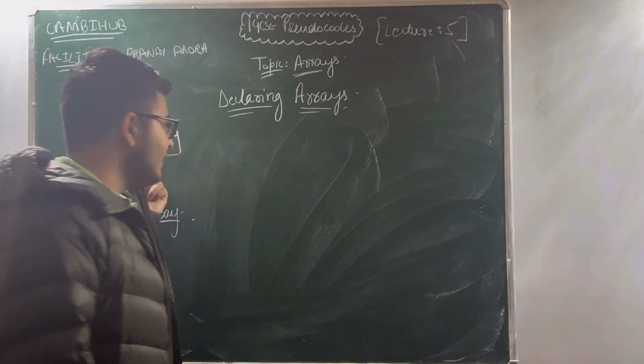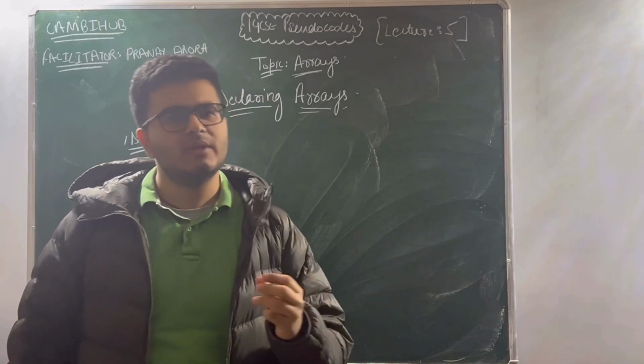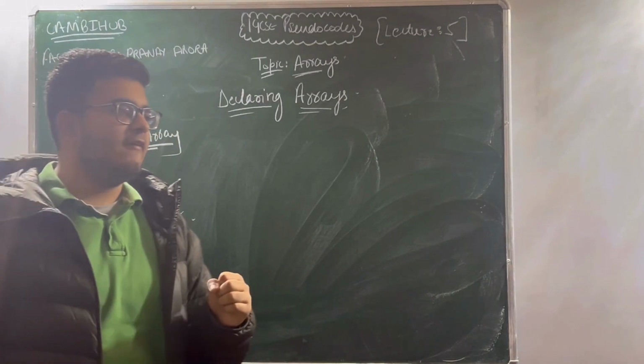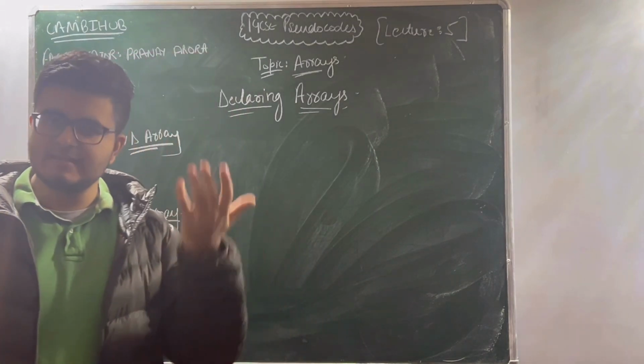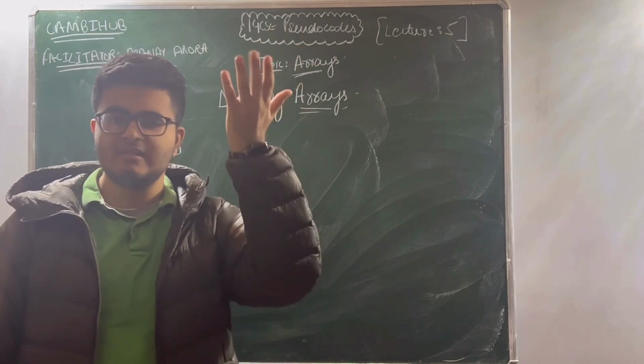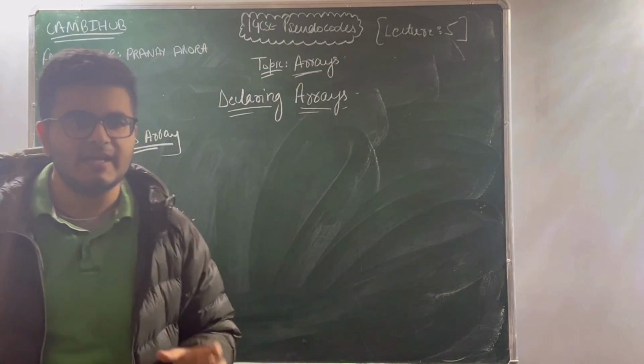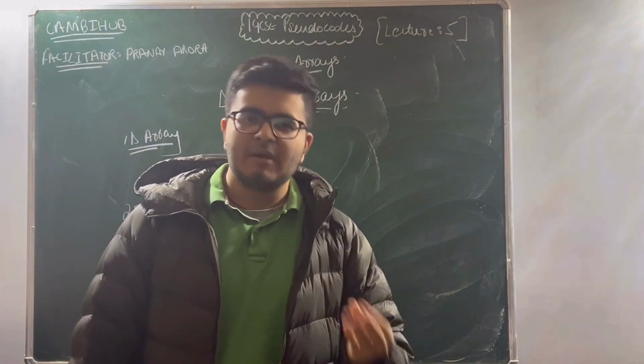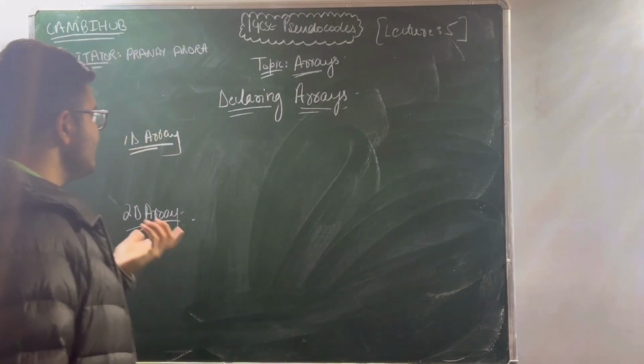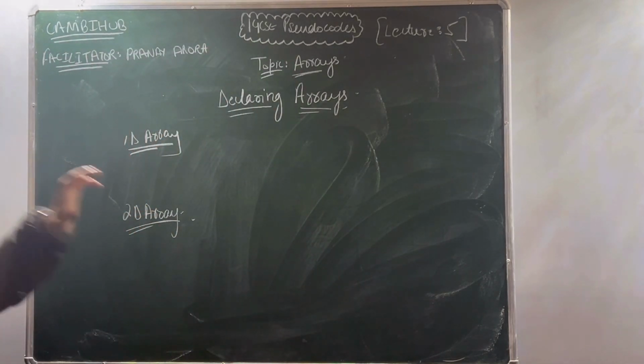Suppose I have a 1D array. Let's say I have the names of students in my class. It's just a single data stream of names. I just want to store the names of the people in my class. So it has one data stream, it will be a 1D array. So how do we declare that array?